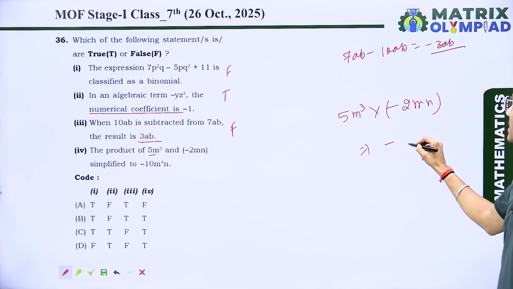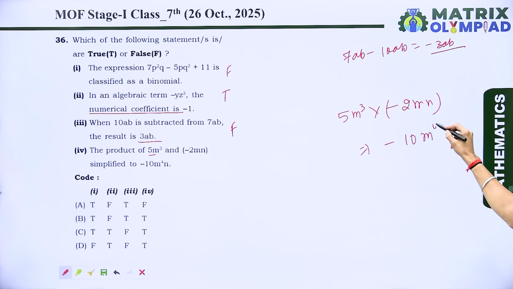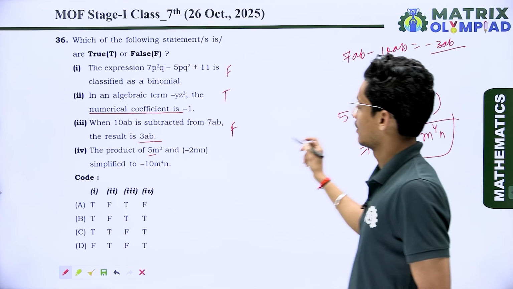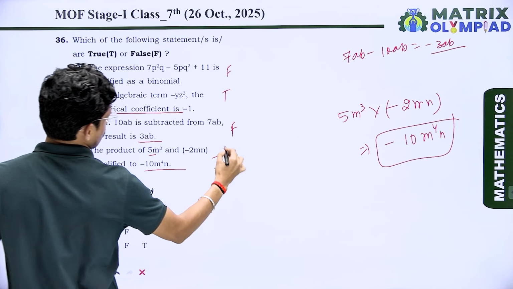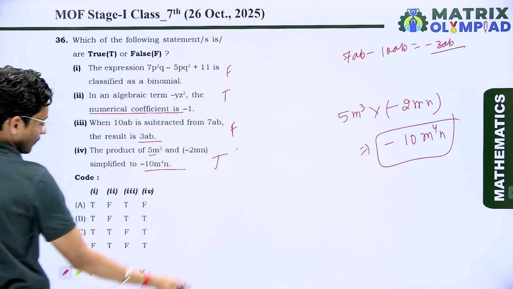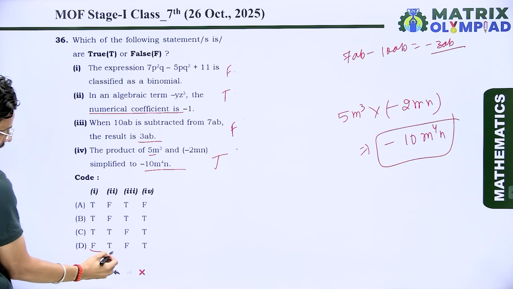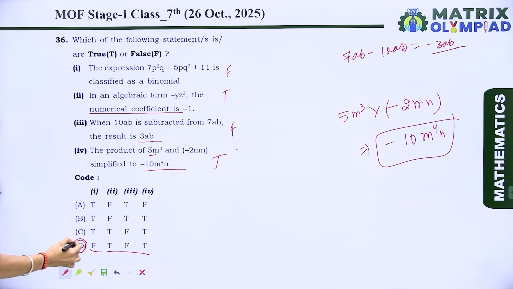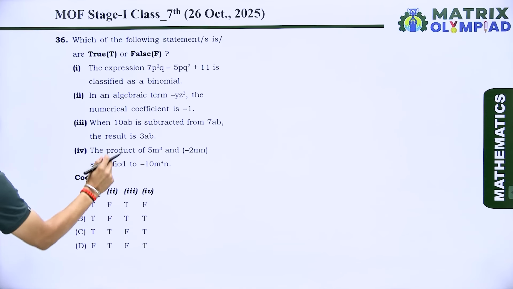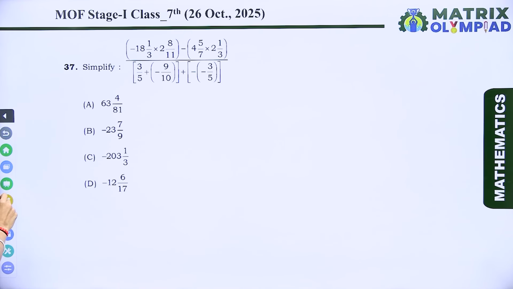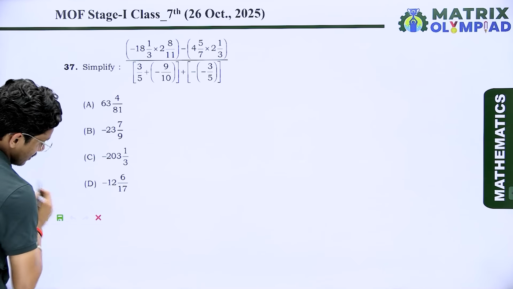Here we get the result, that is minus 10 m to the power 4 n. So minus 10 m to the power 4, this one is true. So here we have FT. It means option number D is the correct answer over here. Now the next question is based on simplify.